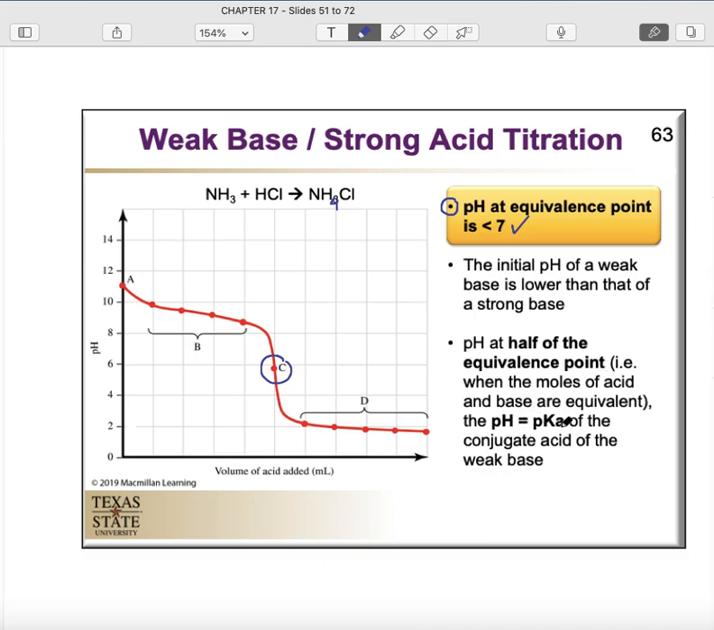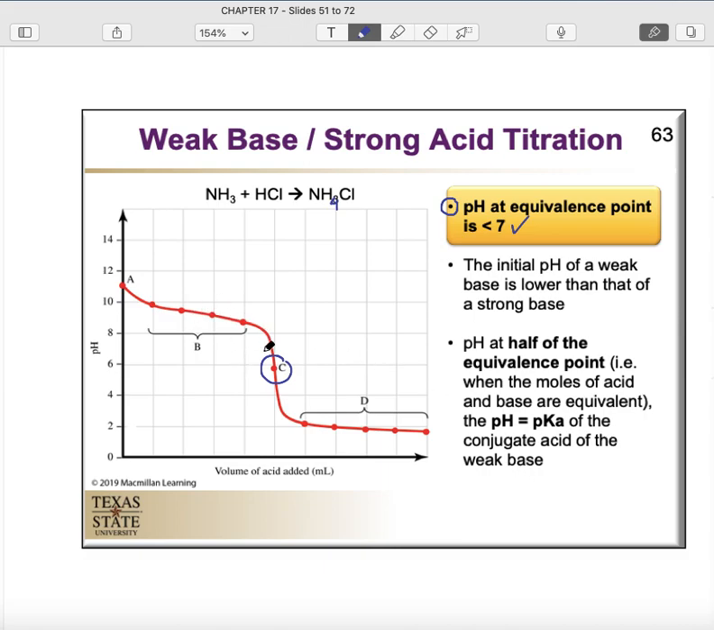Of course, in this particular case, the acid, which is hydrochloric acid, a strong acid, doesn't have a pKa. It doesn't have a Ka because there's no equilibrium for that. So in this particular case, what we're talking about is the pKa of the conjugate acid of the weak base.